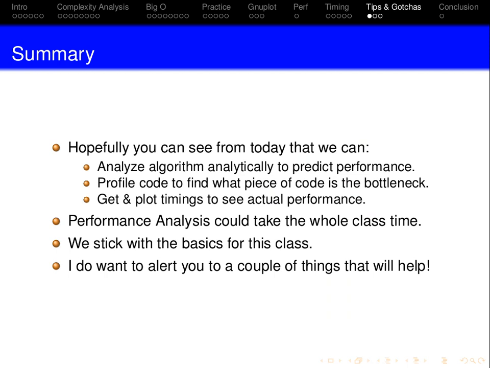So we'll go ahead and summarize then. You can see that we can analyze an algorithm analytically, predict performance. We can then profile the code or run it with timings to get the empirical numbers. And hopefully, if I was able to show you, you can see that the numbers actually are the same. By the way, I could do a whole class on performance analysis, but we're just going to stick to the basics, basically what we learned today. But I do want to alert you to a couple of things that will get you.